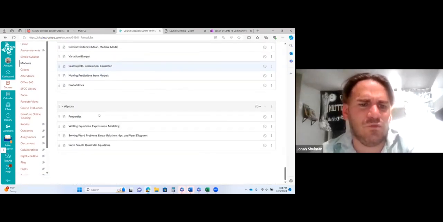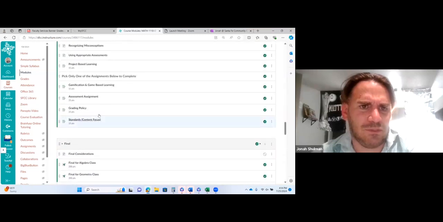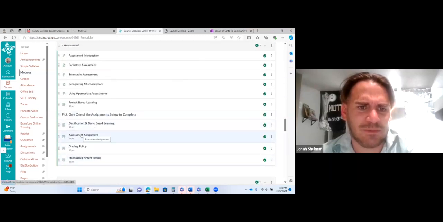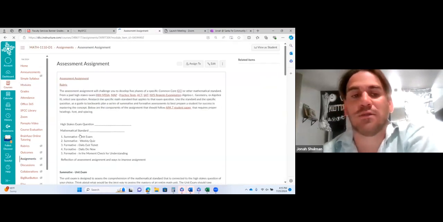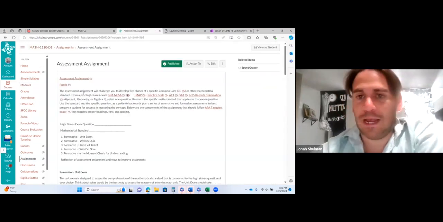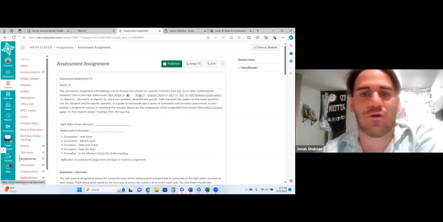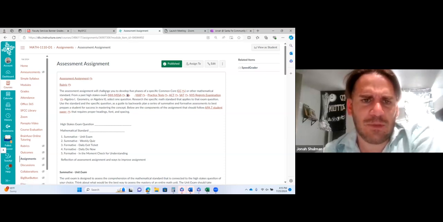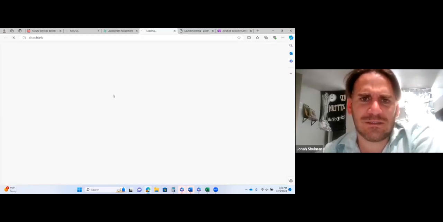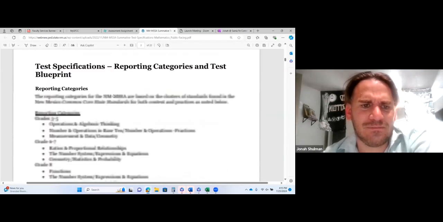So you get to choose one of these. You have a choice between games, assessment assignment, grading policy, and standards. So the assessment assignment I already kind of talked about. This one you work backwards. You could either take the New Mexico exam, the MAP testing for elementary school, ACT, SAT, or Regents. But basically, you just want to take one state standard, whatever that state standard is.